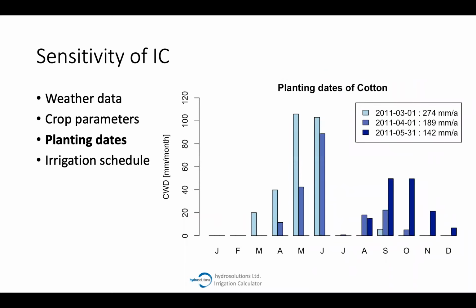Then we looked at different planting dates for the crops. And here you see at a glance that if you plant, for example, cotton early, you will need a lot of irrigation because April, May, and June are the dry months. And if you plant it later, you will use much less irrigation. So this is sensitive, and you should know the actual planting date within 1 week approximately.